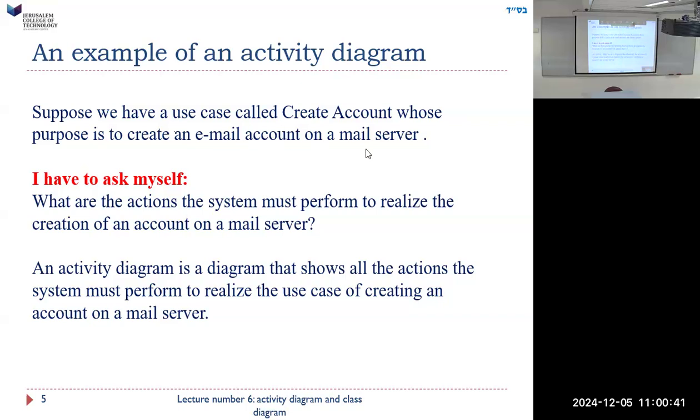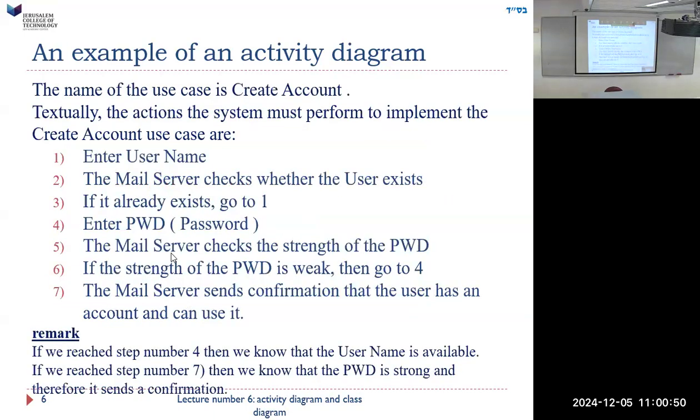So suppose we have to create an account. I have to ask myself, what are the actions the system must perform to realize this? An activity diagram is a diagram that shows the actions that must be performed. And here we have that example that we just showed you in a diagram, which was much faster. Notice how the diagram was much easier to understand than this. This is just words.